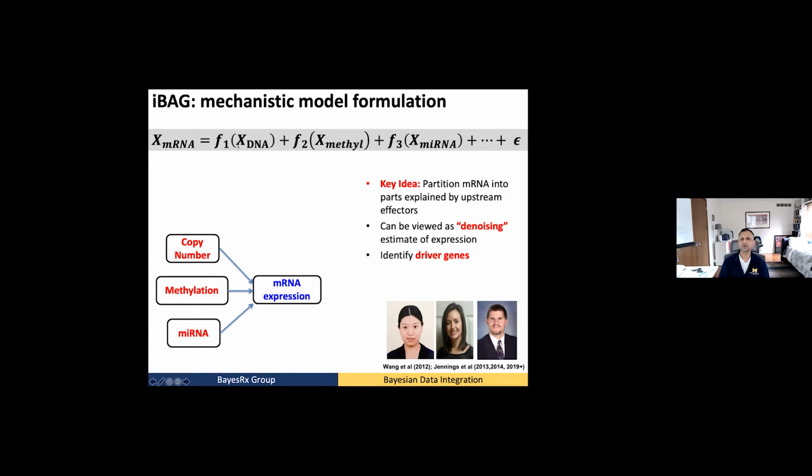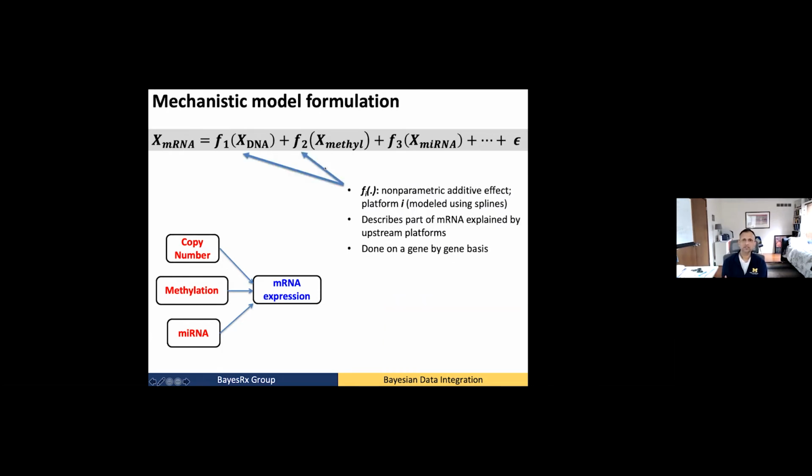So if one of the components of the DNA is significant, then that could be a potentially DNA-driven gene or a methylation-driven gene. And in terms of parameterization, again, we keep the parameterization pretty general. So we made it a nonlinear function. So that could be a potential nonlinear dependency between the DNA and the mRNA, or methylation and the mRNA. And the interpretation of these components is the part of the mRNA that's explained by upstream platforms.